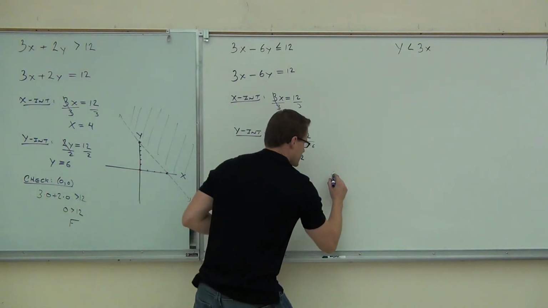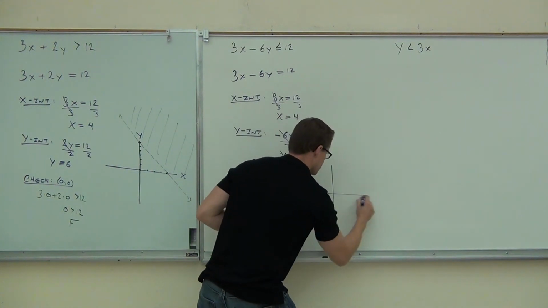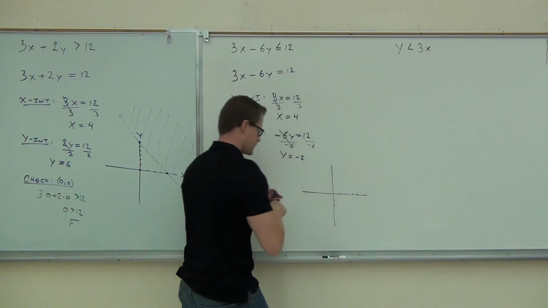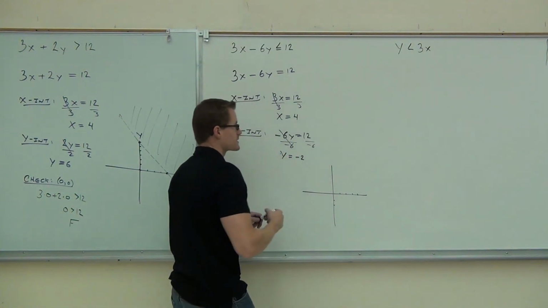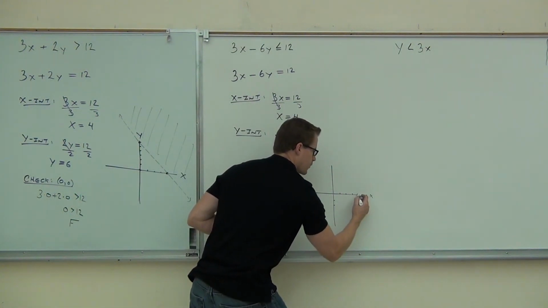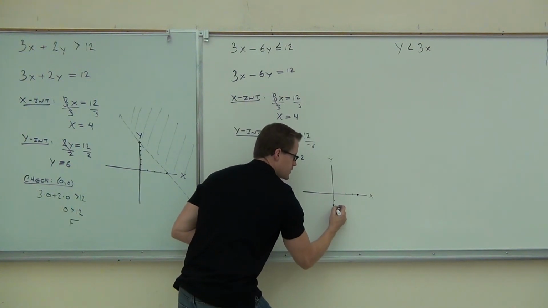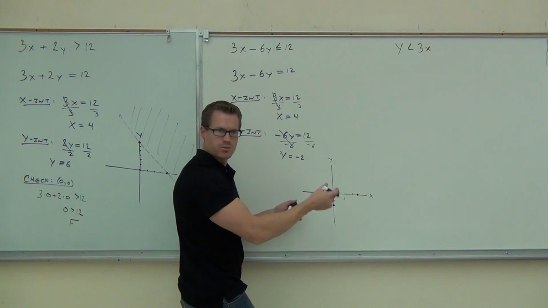And we can start graphing this. So we know we cross the x-axis at 4. We know we cross the y-axis at negative 2. Our line is going to intersect with both those points.